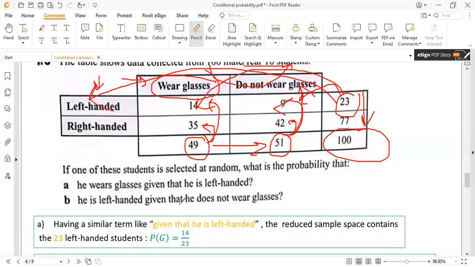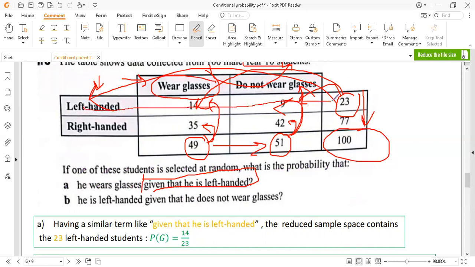If one of these students is selected at random, what is the probability that he wears glasses, given that he is left-handed? So normally, given that he is left-handed, we are working with left-handed students only. How many left-handed students do we have among the 100 students?